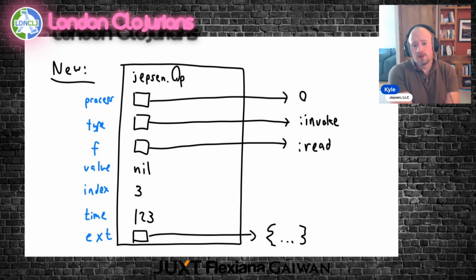Great. So I've improved memory locality. I've improved the amount of memory I use. I've made it faster to do keyword access.